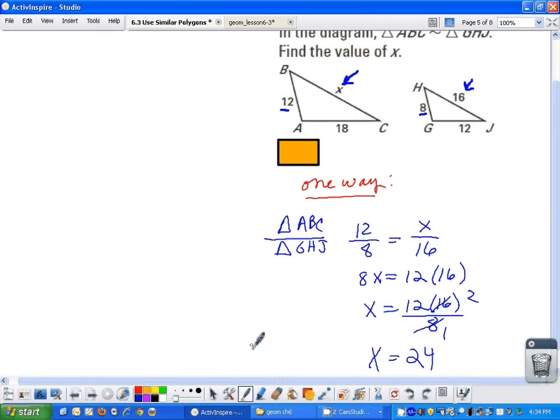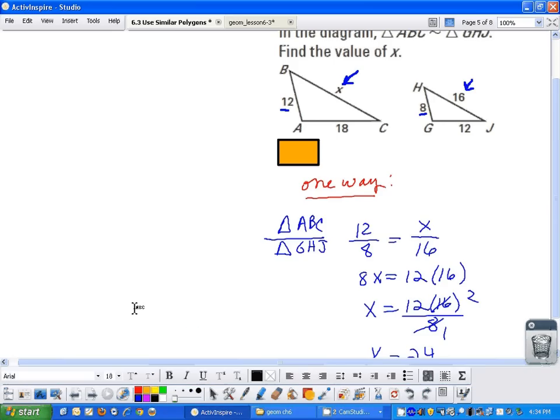So, question 1, I want you to find the scale factor of ABC to GHJ.